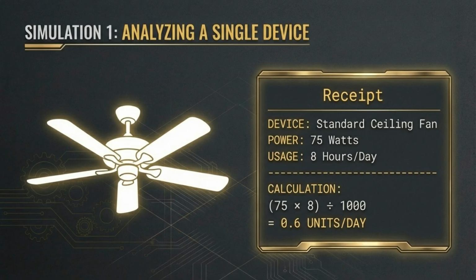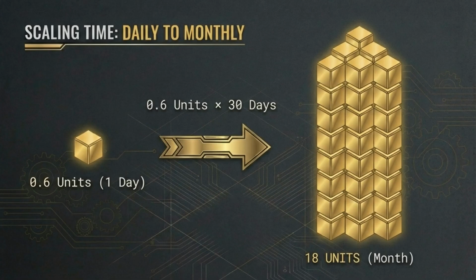Let's analyze a standard ceiling fan. At 75 watts used for 8 hours a day, the calculation is 75 times 8 divided by 1,000, which equals 0.6 units per day. To scale this daily usage to a month, multiply the daily units by 30 days. For the fan, 0.6 units times 30 days results in 18 units per month.